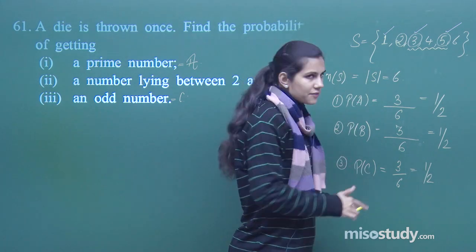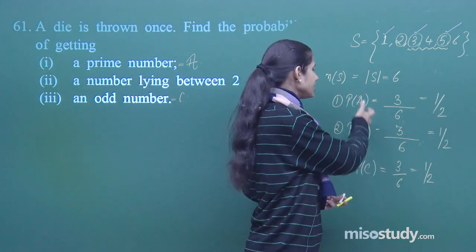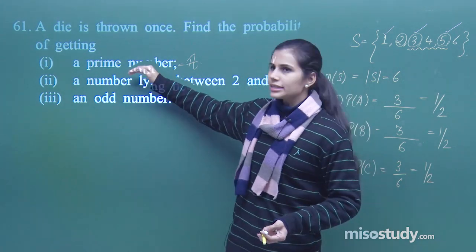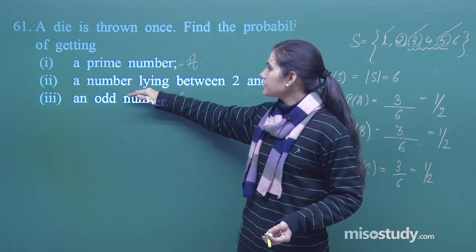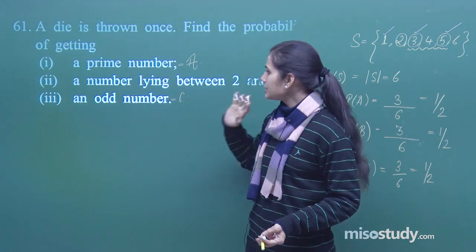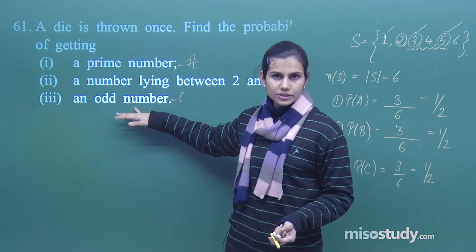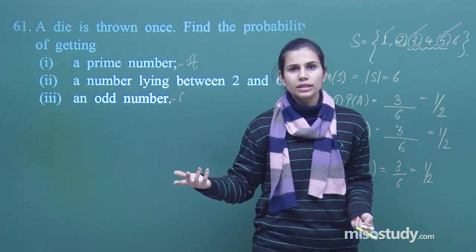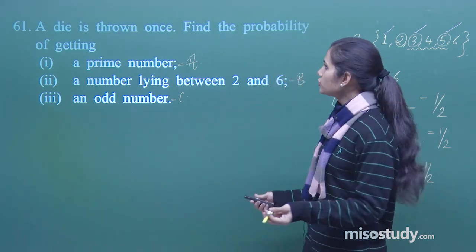So all the 3 events have the same probabilities, but actually they are representing something else. This is representing a prime number's occurrence. This is representing the occurrence of a number lying between 2 and 6. This is representing an odd number occurrence, but all these 3 events have the same probability of occurrence. Cool enough? Let's talk about the next question.